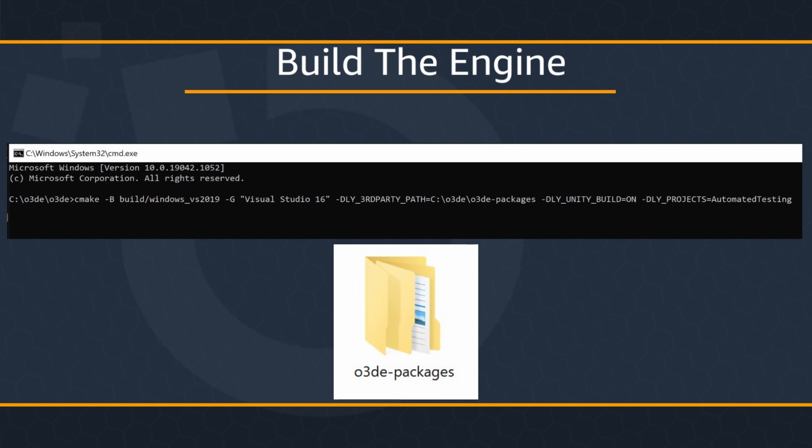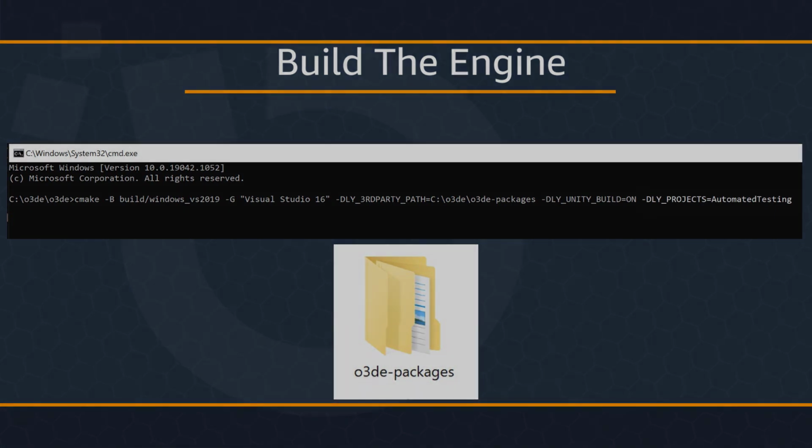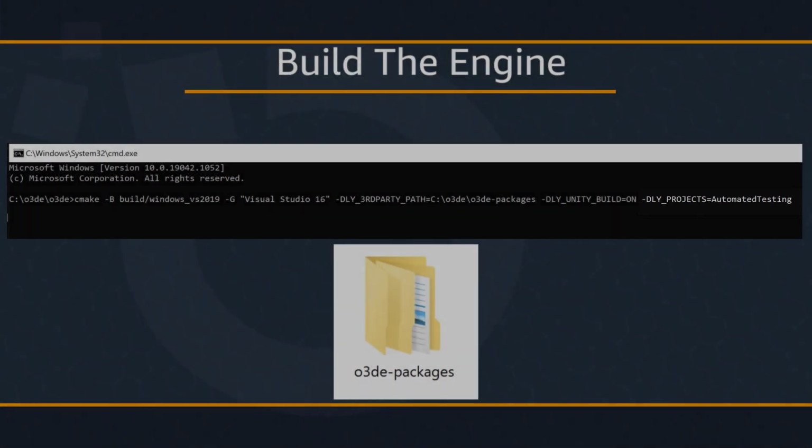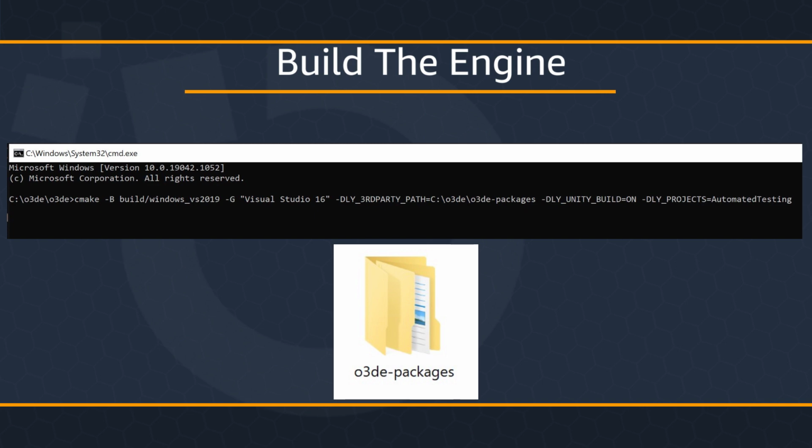Alternatively, you can use the CMake GUI to complete this step. If you're interested in learning a little bit more about that process, please see the developer overview video by Royal O'Brien. In the following example, we're going to include the automated testing project as an option. The reason for this is if you plan on contributing changes to the engine source, you should use this project to run automated testing locally before submitting a pull request in GitHub. Furthermore, running this command will download all of the third-party packages that we need into the O3DE packages folder.